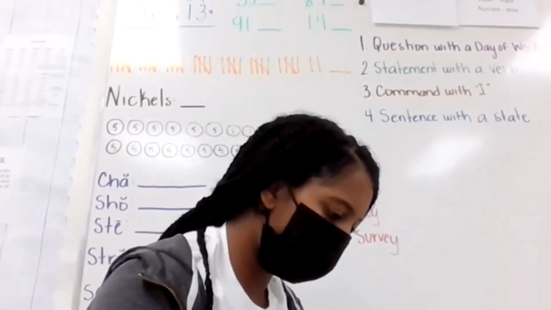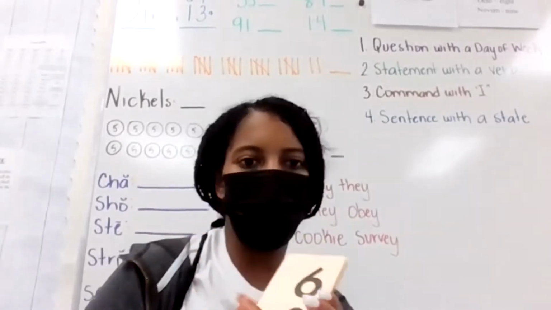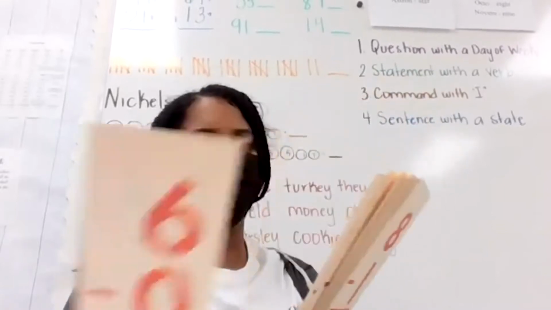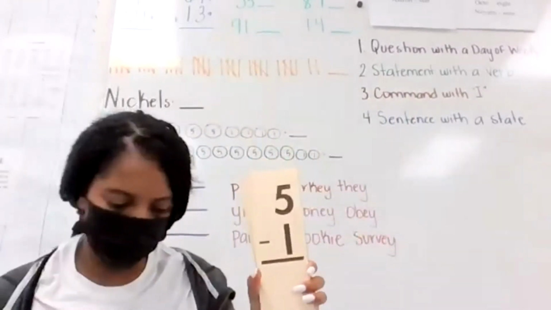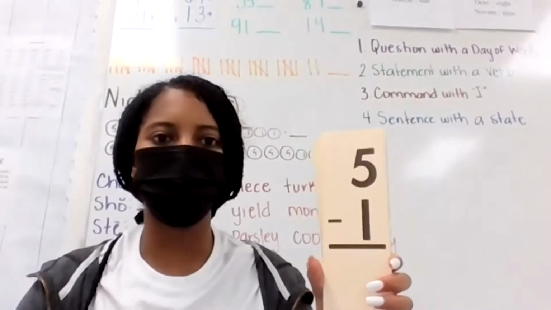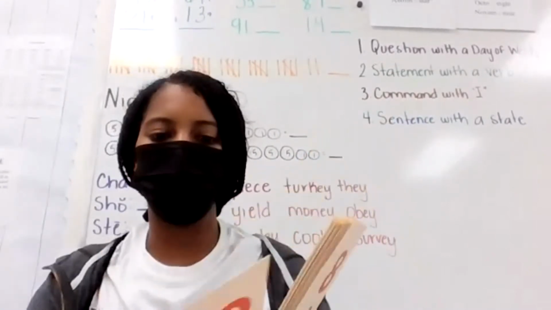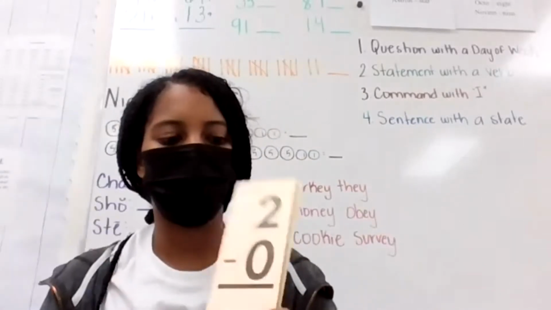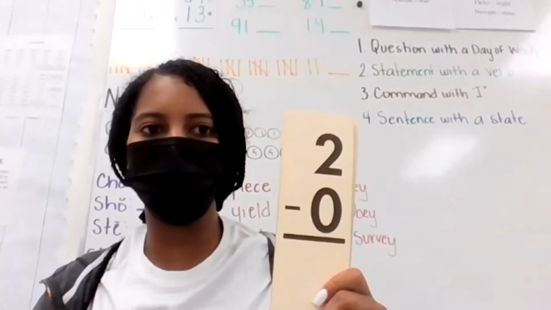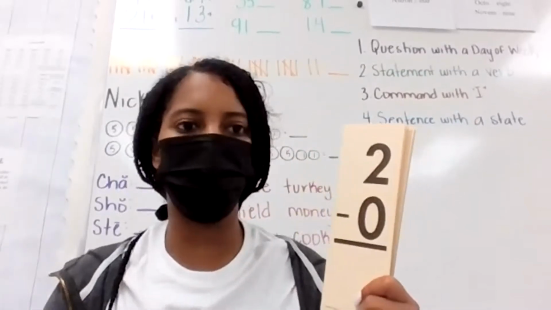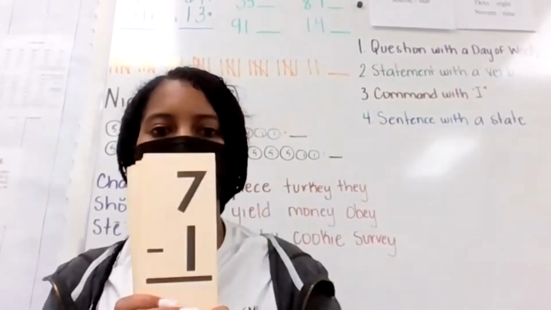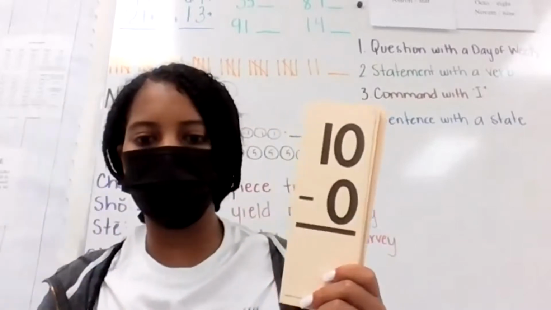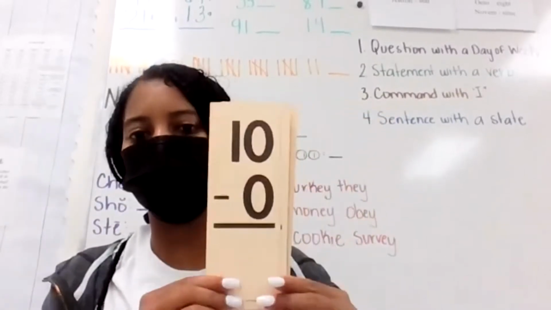All right, let's do some subtraction. 6 minus 0 equals 6. 5 minus 1 equals 4. 9 minus 1 equals 8. 2 minus 0 equals 2. 7 minus 1 equals 6. 10 minus 0 equals 10.